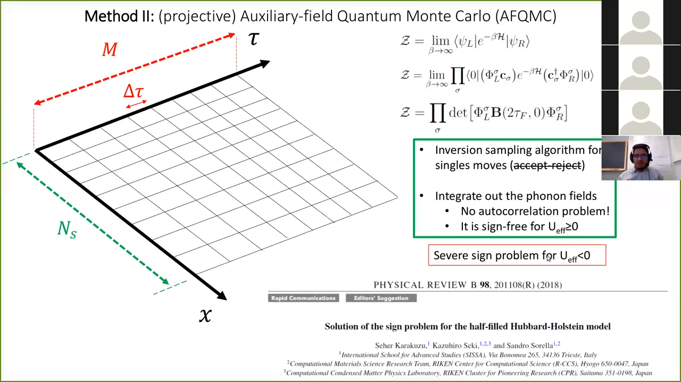If it's below zero, you have a very severe minus sign problem. You can see the details about the implementation in this paper from Caracuzzo and Sorella. Also, something quite nice, we have implemented an inversion sampling algorithm for single moves. This is probably the best single move sampling that one can establish. We can discuss it later if you want as well.